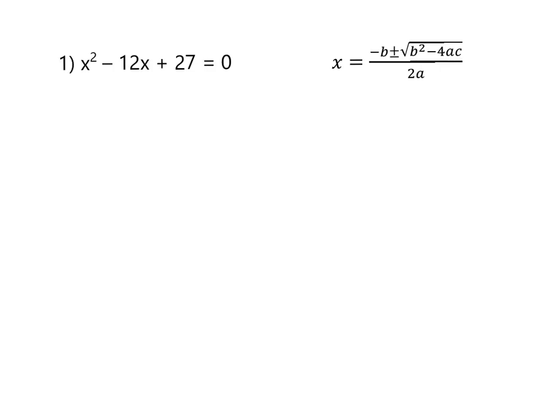Example number 1, I suggest just writing this on lined paper for now. We have x squared minus 12x plus 27 equals 0. And we are going to use the quadratic formula to solve this, which I do have included over here on the right. Notice the a, b, and c, which we need to identify from our equation.